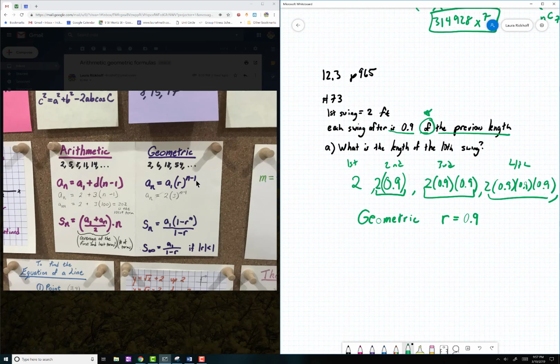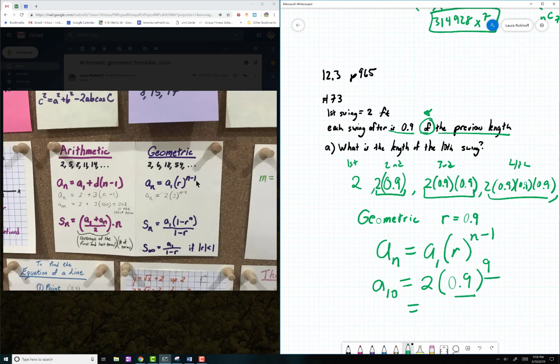So to get any term I want, I start with the first term and multiply by my common ratio n minus 1 times. So if I want my 10th term, I'm going to start with the first term and multiply by my 0.9, 10 minus 1 times, so 9 times. And so then I'm going to get 2 times 0.9 to the 9th. Make sure you do 0.9 to the 9. Either you punch it in all at once or you do 0.9 to the 9 first and then multiply by 2. Got to obey Aunt Sally. And you got 0.7748, and that will be the length of the 10th swing.